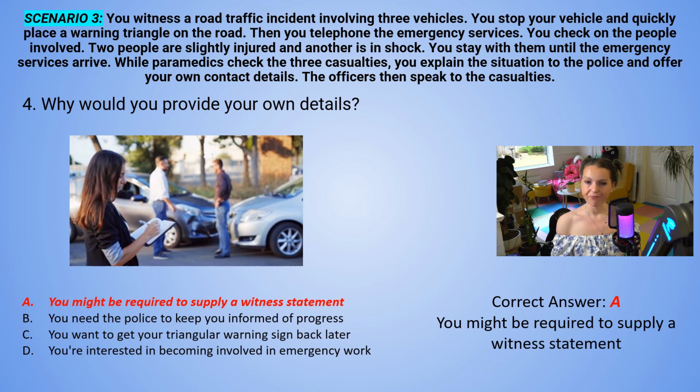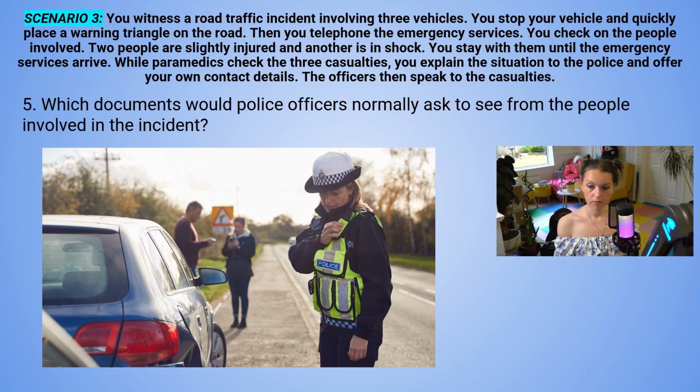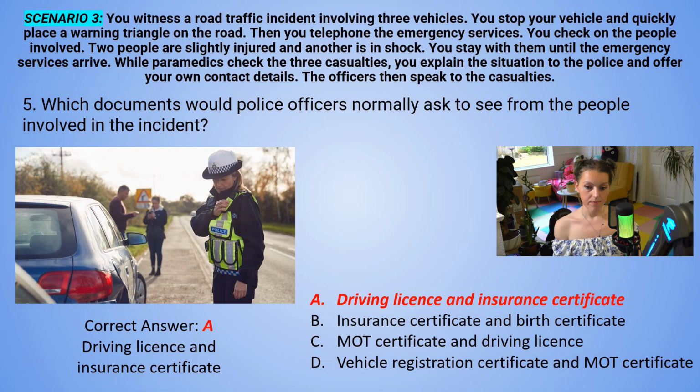Question number 5. Which documents would police officers normally ask to see from the people involved in the incident? A. The driving license and insurance certificate. B. The insurance certificate and the birth certificate. C. The MOT certificate and the driving license. Or D. The vehicle registration certificate and the MOT certificate. And the correct answer is A. The driving license and the insurance certificate.